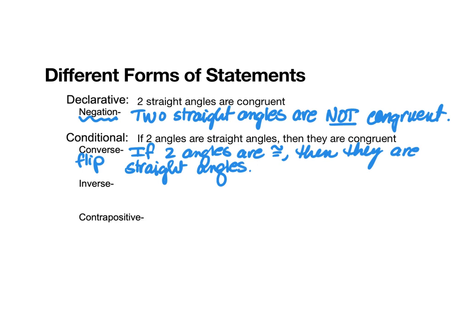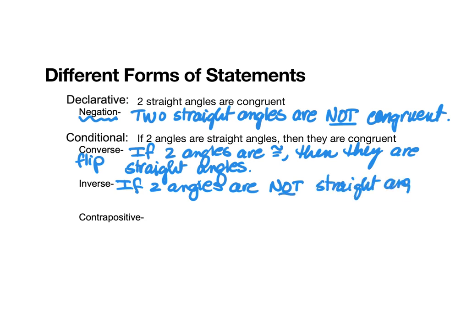The inverse of a conditional statement negates the hypothesis and the conclusion both. So my inverse would say, if two angles are not straight angles, then they are not congruent. That is the inverse. It negates the hypothesis and the conclusion both. So in an inverse, I negate both.